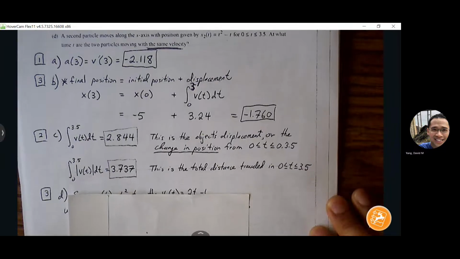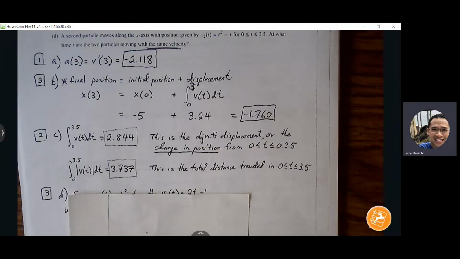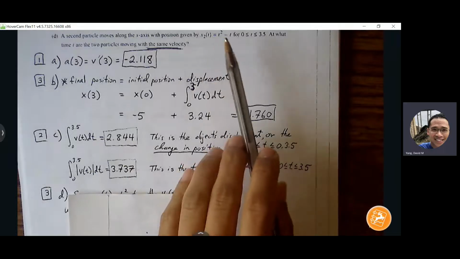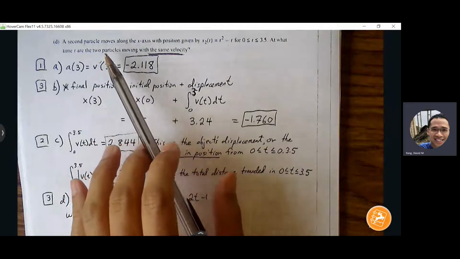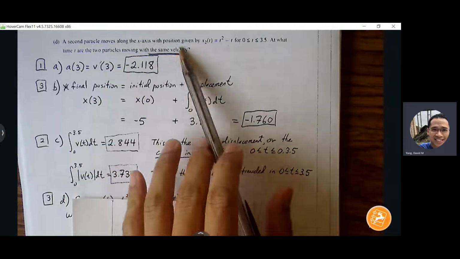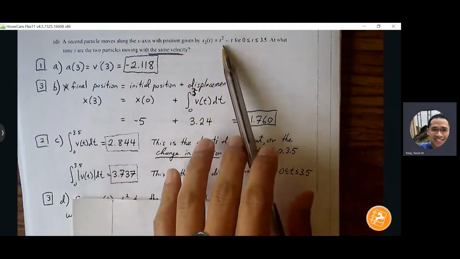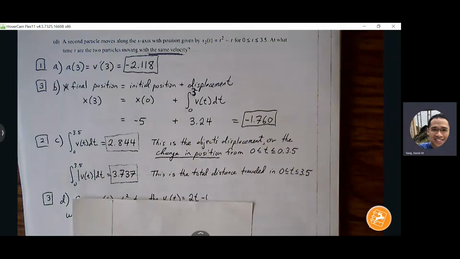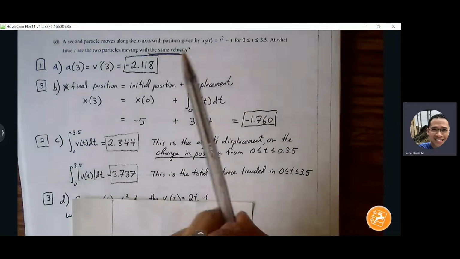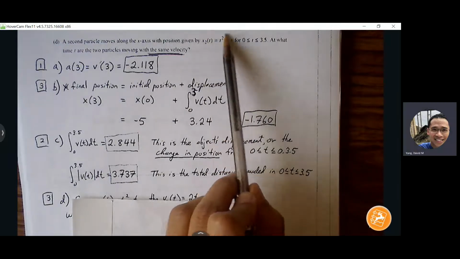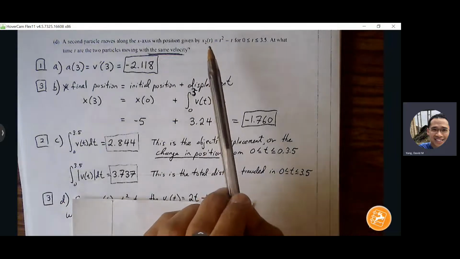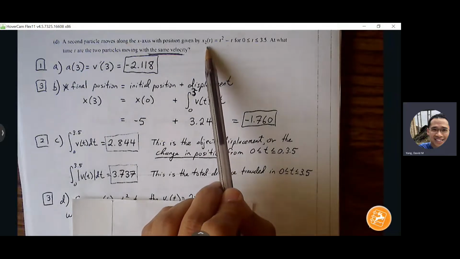Okay, part D. A second particle. So we have a first particle given by v of t, but then there's a second particle that moves along the x-axis as well, but it has a position function of t squared minus t. At what time t are the two particles moving with the same velocity? So ideally, if we can compare the velocity functions, we can figure out the time where they're moving at the same velocity. But we need to first get to the velocity function so we can compare apples with apples here. So what's the velocity function for the second particle?